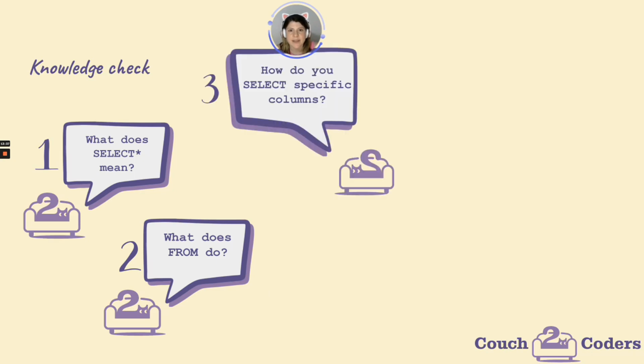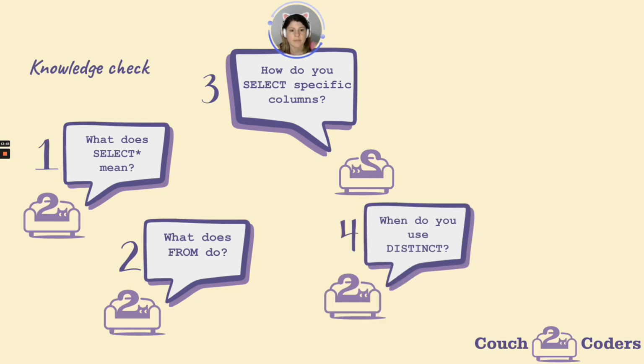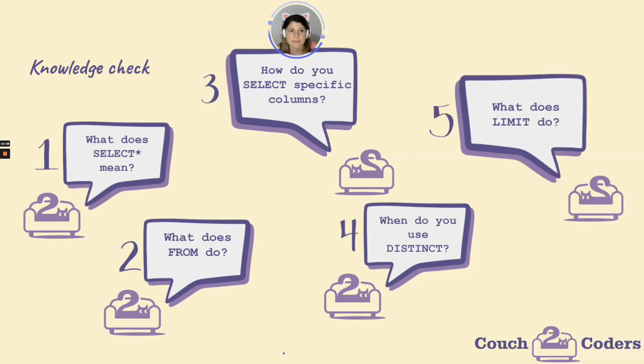How do you select specific columns? You can specify the columns that you want to pick, if you don't want to pick all of them, by listing them by name. So you type in the column name and you separate each column name with a comma. When do you use distinct? You use distinct when you want to remove duplicates from your data.